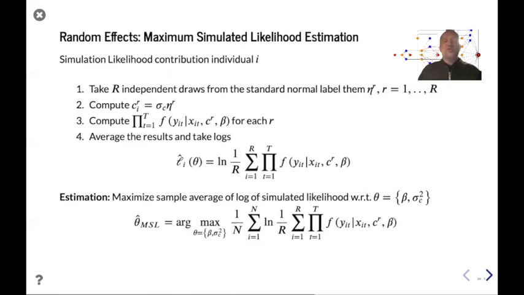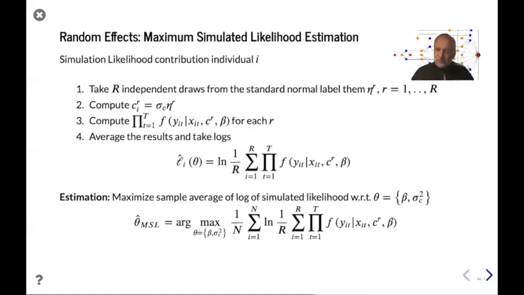Now I'm going to quickly say how you would do this with Monte Carlo simulation. Well, the simulated likelihood contribution for individual i would be obtained in the following way. This is something you do instead of doing quadrature, so it's another way to approximate the integral.